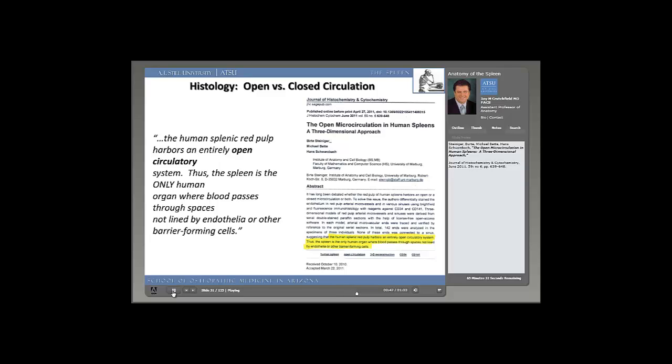Why do we care? Because if we can make new drugs small enough to pass through these small spaces, we can treat cancers, lymphomas, and leukemias by concentrating our medications in the spleen.